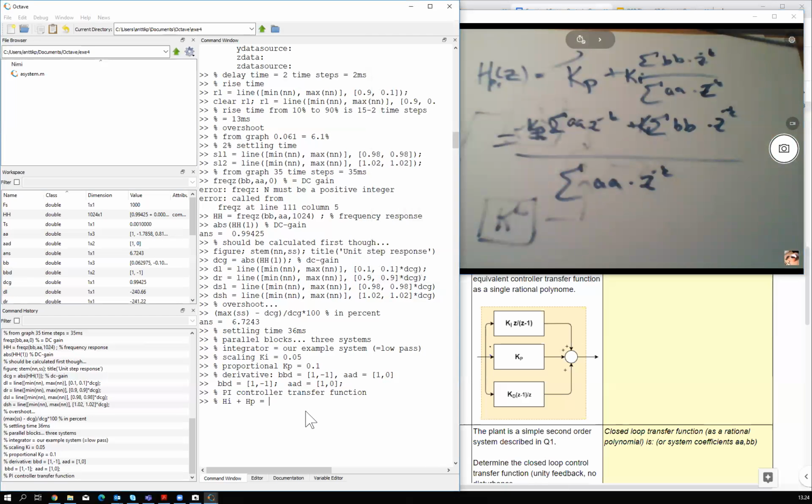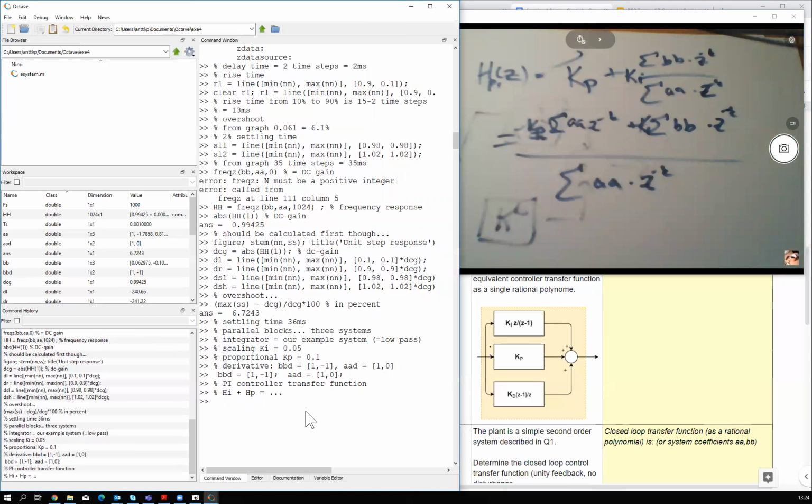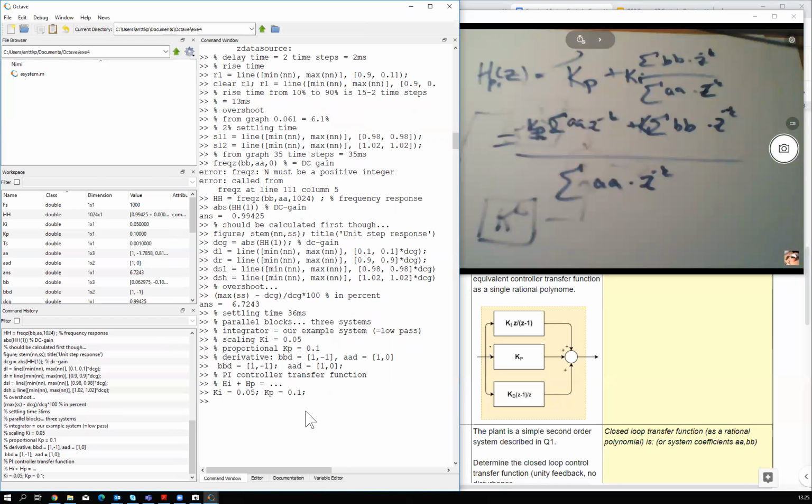So practically the transfer function of the PI controller is simply KP. Okay, KI equals 0.05, KP equals 0.1. And we have the BB PI equals KP times BB. No, AA, sorry, yeah.